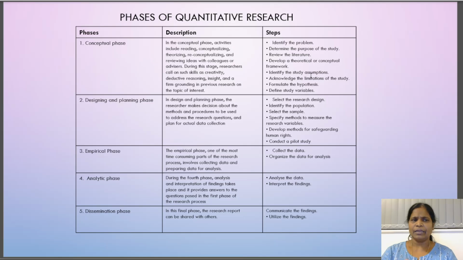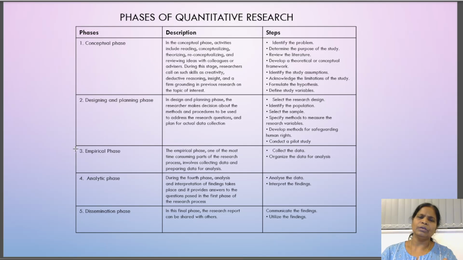In the designing and planning phase, the researcher uses different methods and procedures. That's what we call research methodology. The steps included here are: select the research design, identify the population, select the sample, specify the methods for how you want to measure the research variables, develop methods for safeguarding human rights, and then conduct a pilot study. This phase ends by conducting a pilot study.